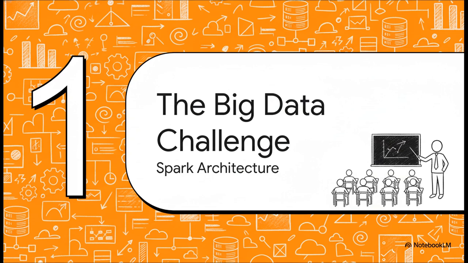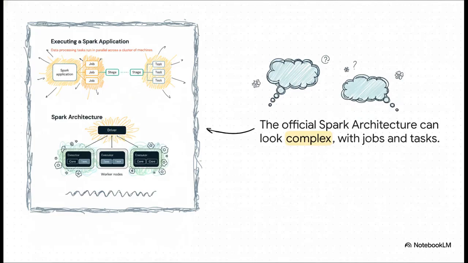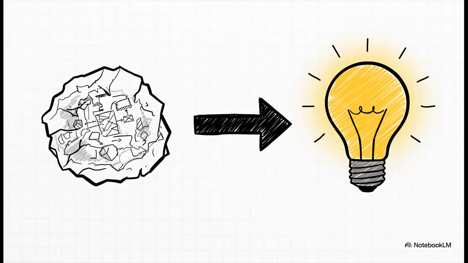Okay, so to get to the bottom of why things get so slow, we kind of have to start with the official Spark architecture. Now, don't get me wrong, it's super powerful, but as you're about to see, it can be a little intimidating. So you look at this thing, you see drivers, executors, worker nodes. It all feels really abstract, doesn't it? They tell you your job breaks into stages, and then those stages break into tasks. But what does any of that actually mean for the code you just spent hours writing? That's the real question. Exactly.